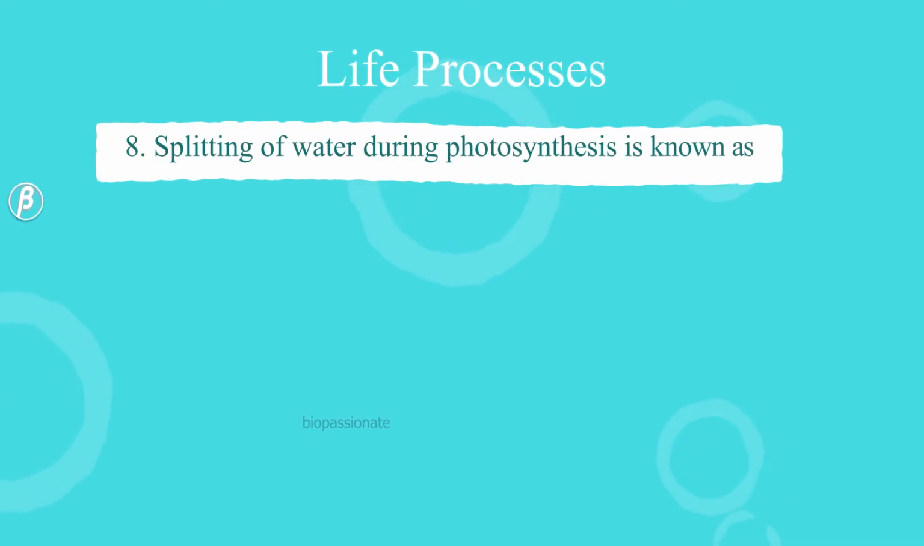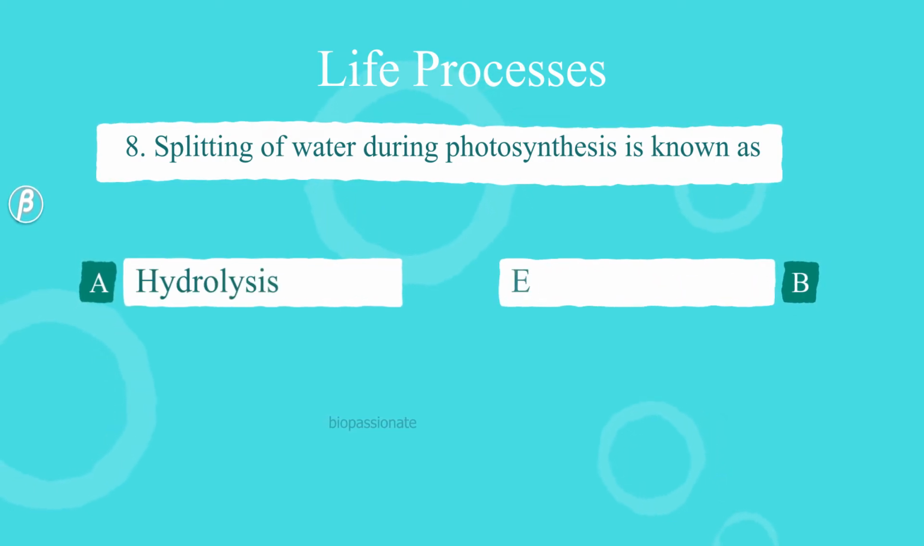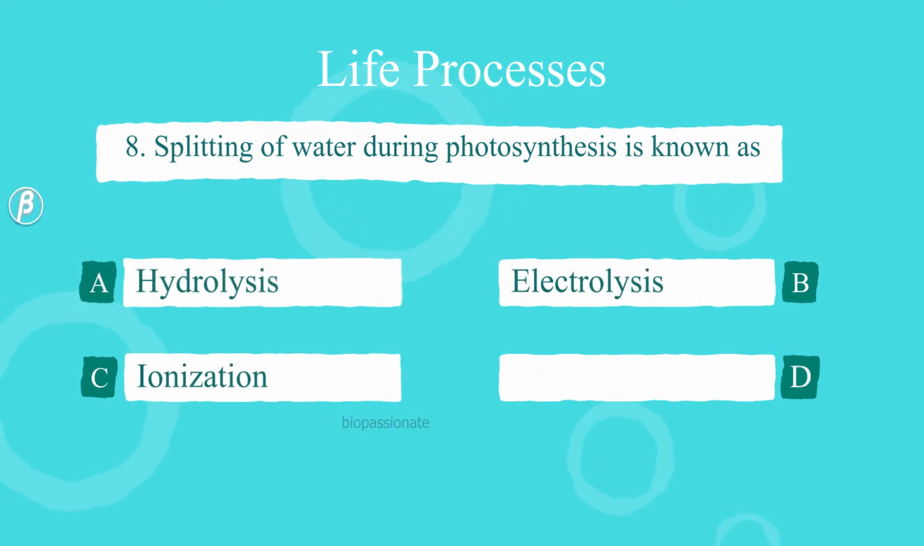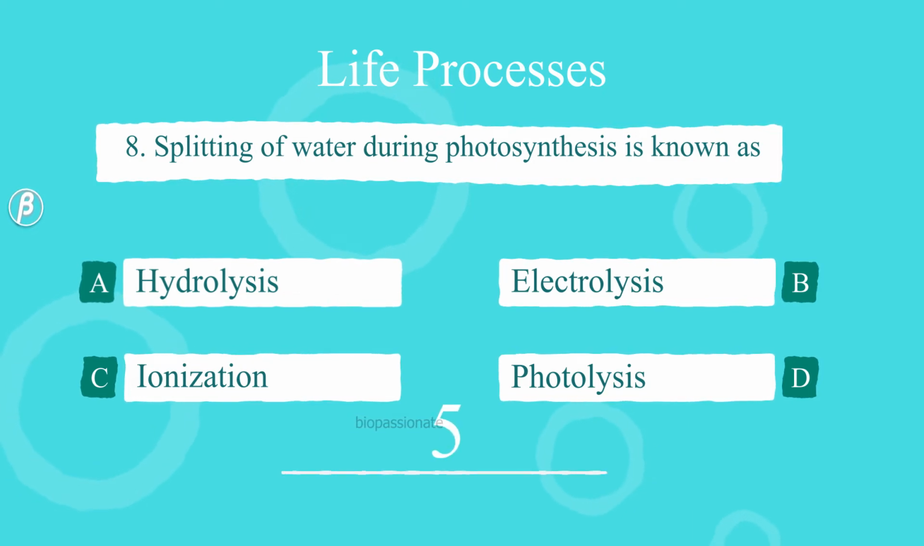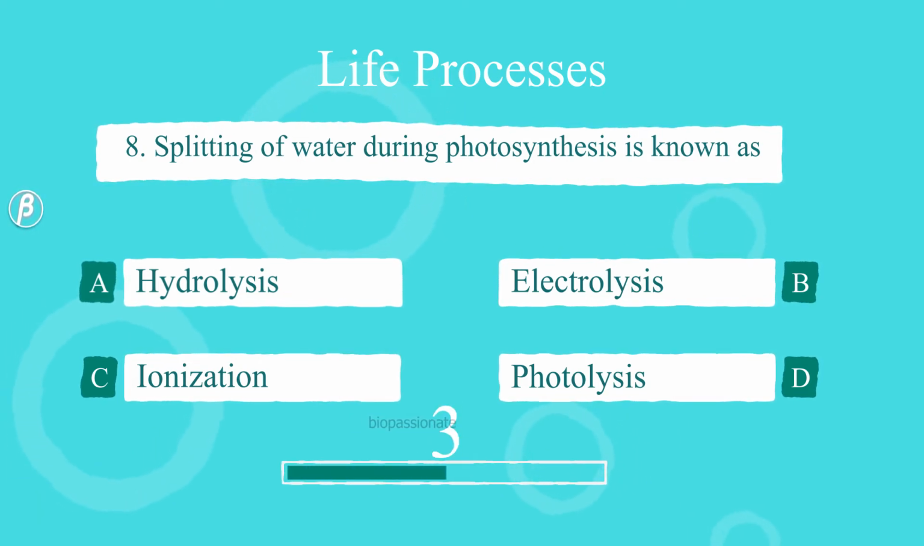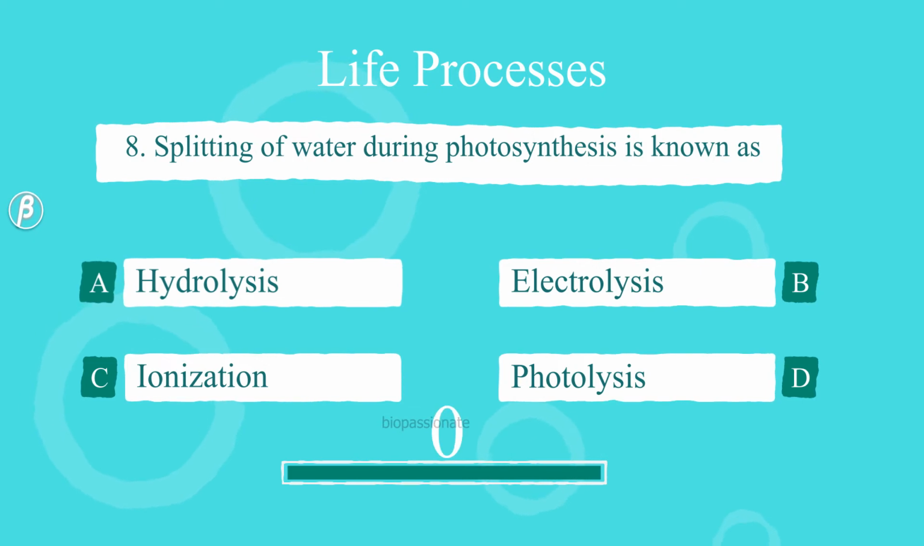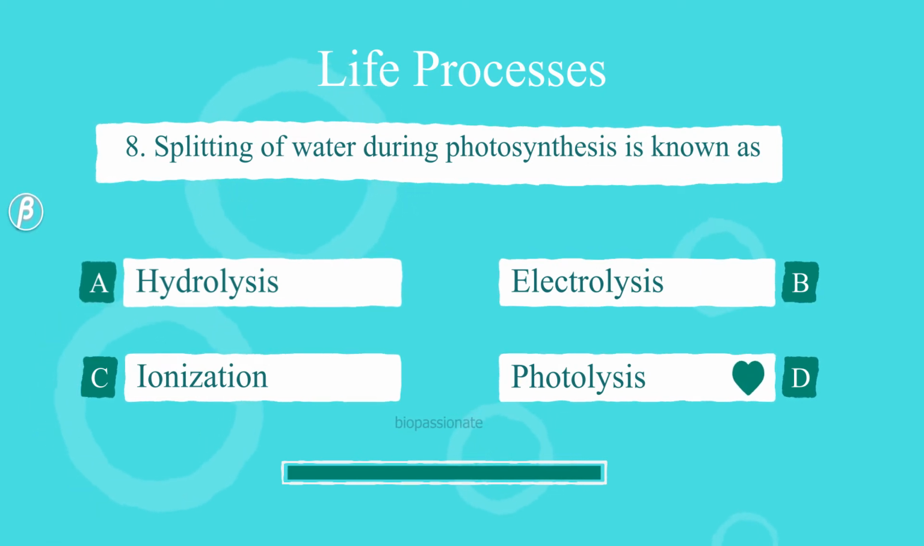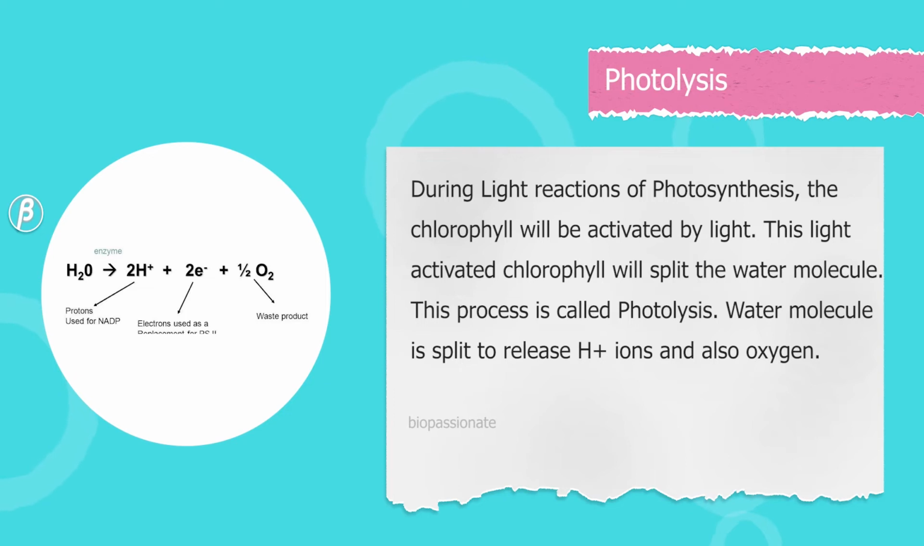Splitting of water during photosynthesis is known as hydrolysis, electrolysis, ionization, photolysis. Photolysis. During light reactions of photosynthesis, the chlorophyll will be activated by the light. This light-activated chlorophyll will split the water molecule. This process is called photolysis. The water molecule is split to release hydrogen and oxygen ions.